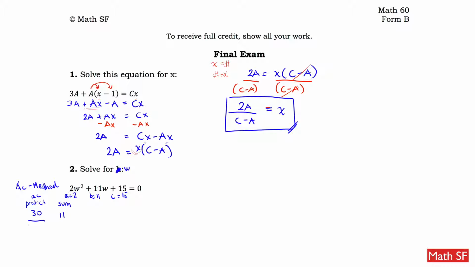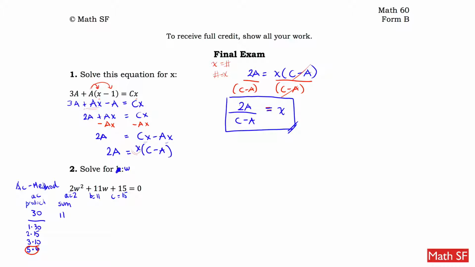Now, let's start with 1. 1 times 30 is 30, but if you add them up, that's going to be 31. So let's try the next one, 2 times 15. That adds up to 17. Now how about 3 times 10? 13 doesn't work. So how about 4? Well, 4 doesn't go into 30. So 5: 5 times 6 is 30, and 5 plus 6 is 11. So those are your two numbers there, 5 and 6.